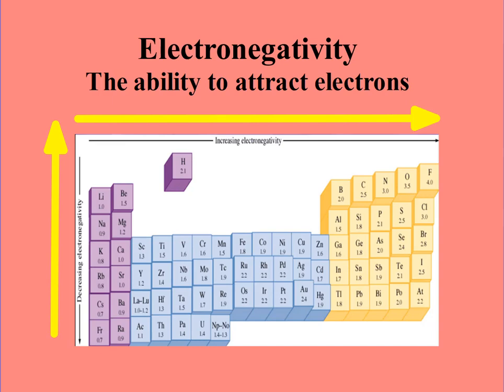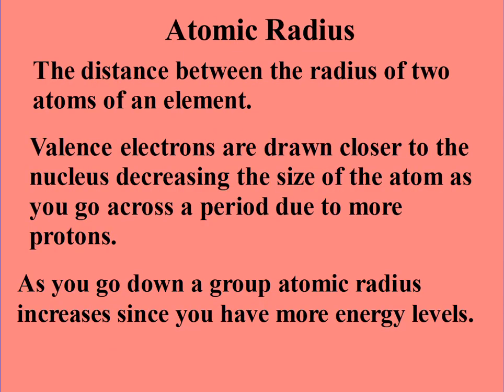And electronegativity is the ability to attract electrons. It also increases as you go up and to the right for the same reasons we listed a few minutes ago. So fluorine is generally the most electronegative element.